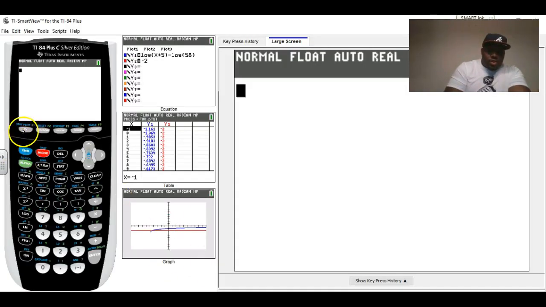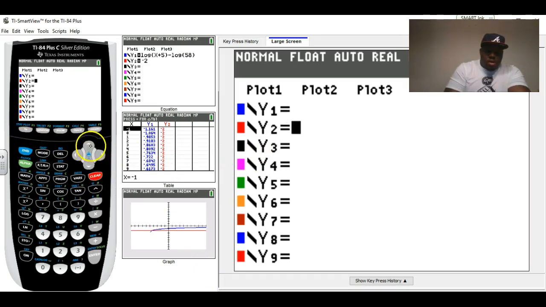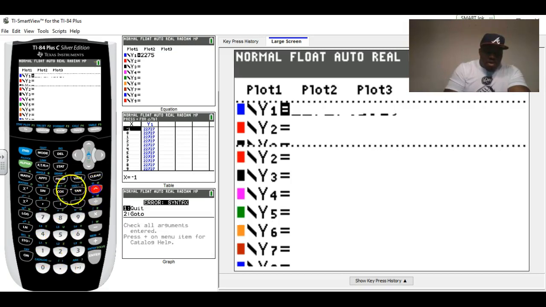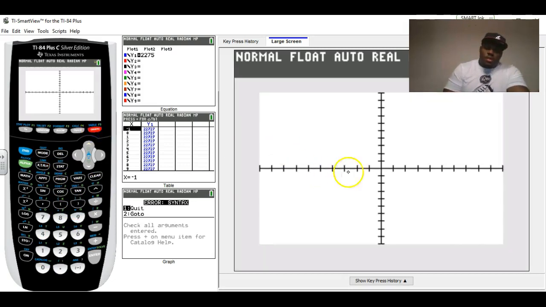On your calculator, you can take your function and actually plug it in. Let me clear out these two lists. Now if you put that equation in, 22,727 times 1.1 raised to the power of x, like so, hit graph. This is from negative 10 to 10 and negative 10 to positive 10. We're going to fix this graph so we can see.